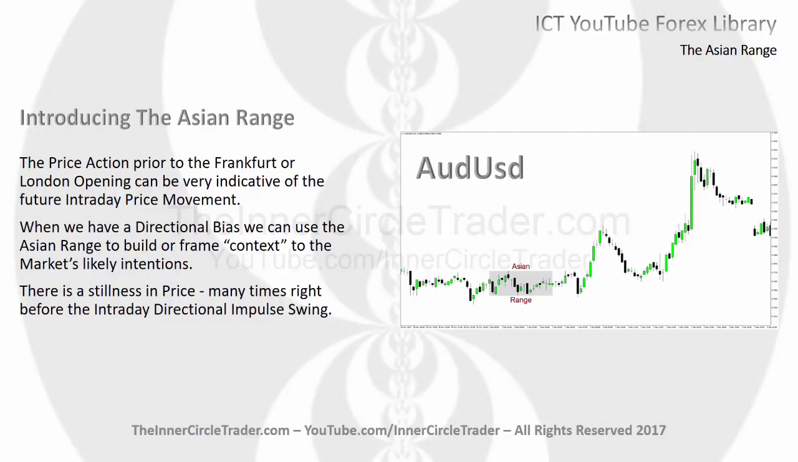There is a stillness in price many times right before the intraday directional impulse price swing. You look at the chart here on the right. This is an Aussie dollar chart. You can see that there is a little shaded area right in here, and it's delineated with the gray shaded box, and I've labeled it, not surprisingly, the Asian range.